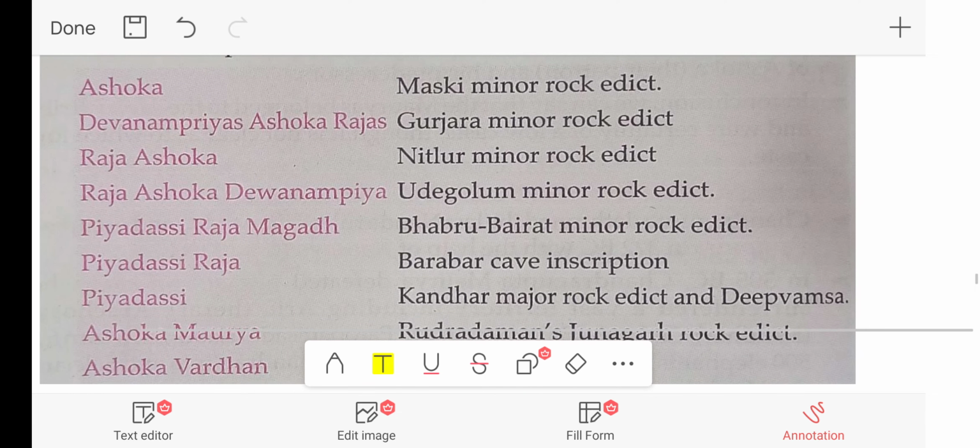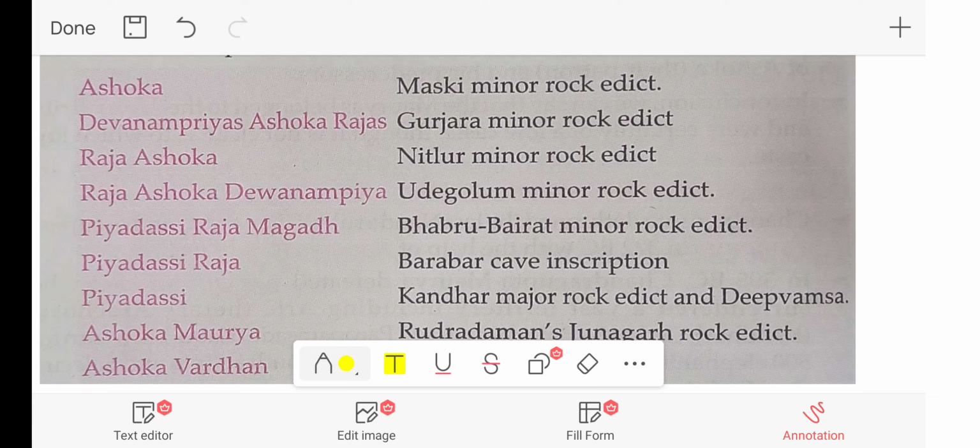Maski Minor Rock Edict. Ashoka was found in Maski Minor Rock Edict. Devnam Priya's Ashoka Raja is written in Gurjara Minor Rock Edict. Raja Ashoka is written in Nithalur Minor Rock Edict. Raja Ashoka Devnam Priya is written in Yuddhagolam Minor Rock Edict. Priya Dasi Raj Magadha is written in Uddagolum Minor Rock Edict.